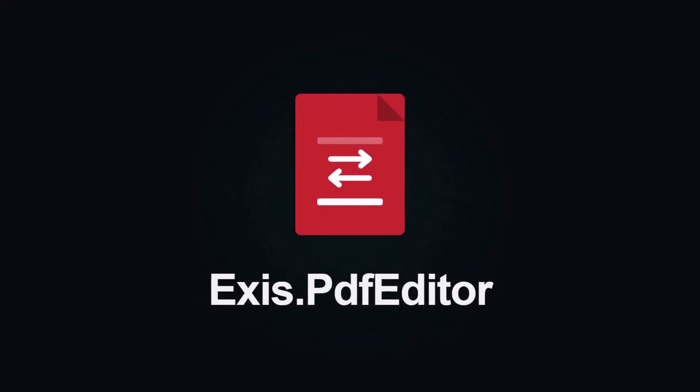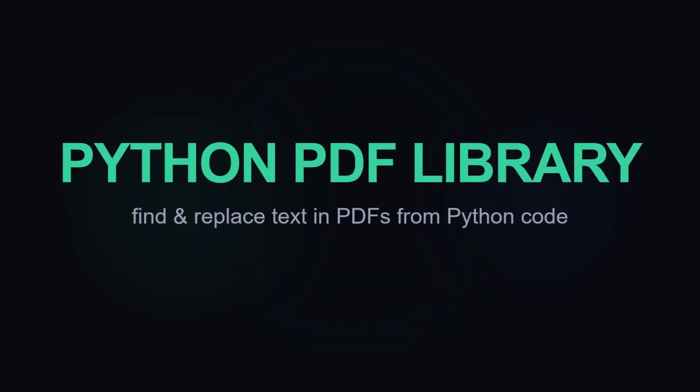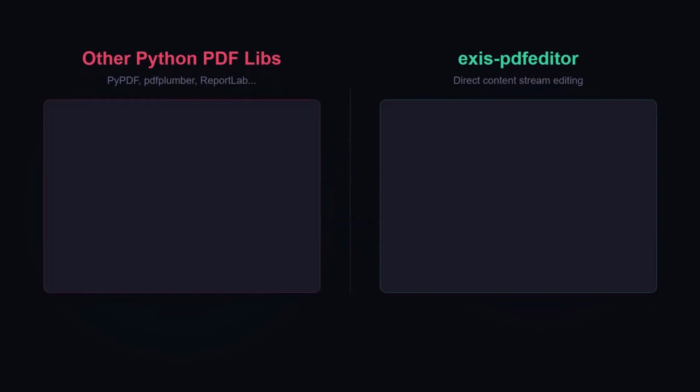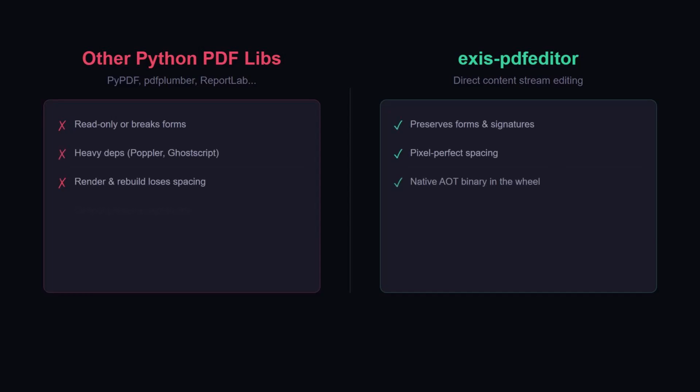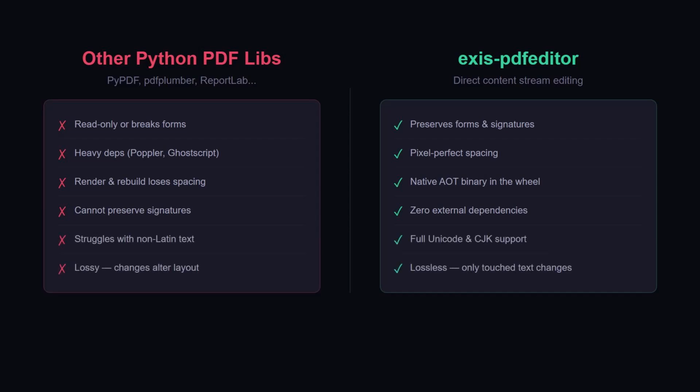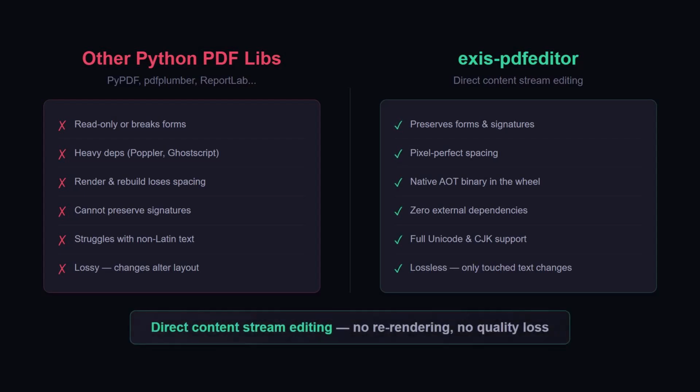If you've ever tried to do serious PDF manipulation from Python, you've probably hit the same wall I did. PyPDF can read PDFs but barely edit them. PDF Plumber is great for extraction but can't write. ReportLab can build PDFs from scratch but can't touch existing ones. And anything that does try to modify PDFs, like converting them to HTML or images and rebuilding from there, destroys forms, invalidates digital signatures, and corrupts character spacing.